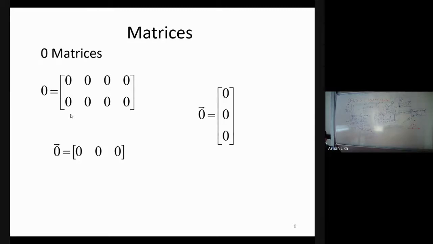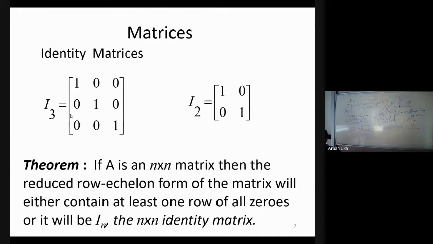We can define zero matrices, which are matrices or vectors where all elements are zero. We can define identity matrices. An identity matrix is a diagonal one, and all diagonal terms are equal to 1. As we can see here, we have I3, which is a 3 by 3 matrix, and I2, which is a 2 by 2 matrix, and any vector that is multiplied by an identity matrix does not change.